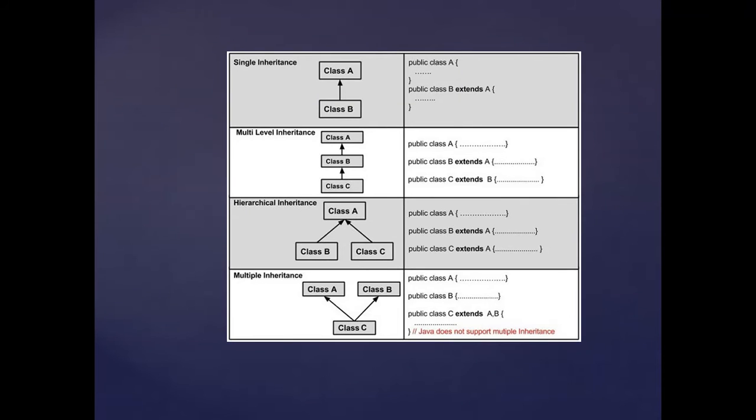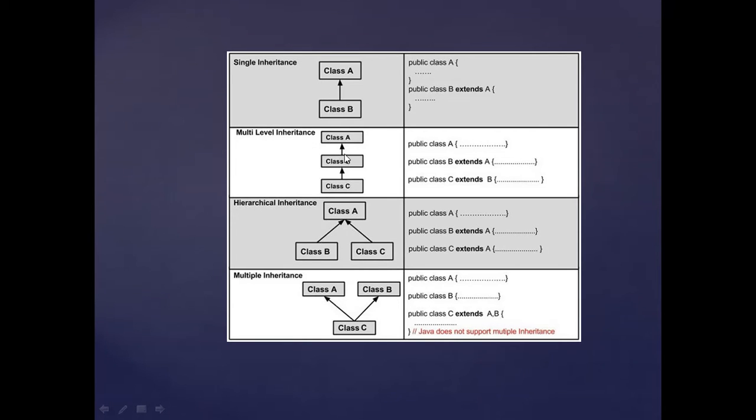Single inheritance means one parent class has only one child class. So that is called single inheritance. Here we have parent class A and child class B. So class B extends class A. Here we are using the keyword extends to inherit the properties of the parent class into the child class. So this parent class has only one child class. So this is called single inheritance.